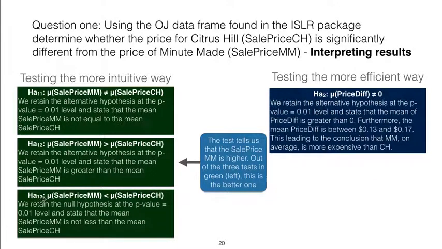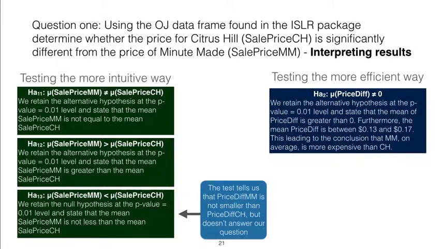Okay, moving on. This HA13 was the test that we believe was not a very good test, where we retained the null hypothesis, not the alternative, at the p-value of 0.01. What p-value did we get, if you remember? It was a p-value of 1.0, much greater than 0.01. And that the sale price of Minute Maid is not less than the mean of Citrus Hill. Again, this was a test that we shouldn't have done.